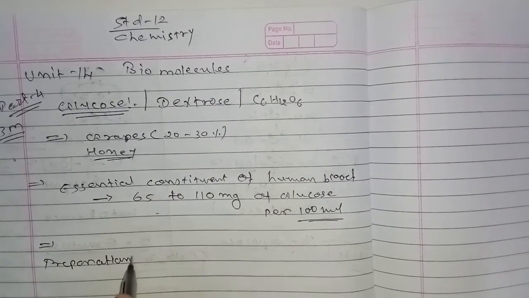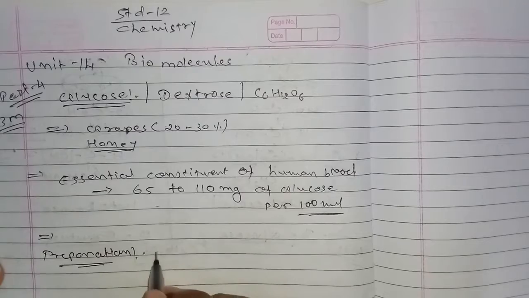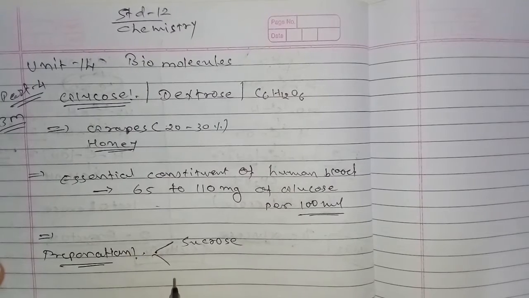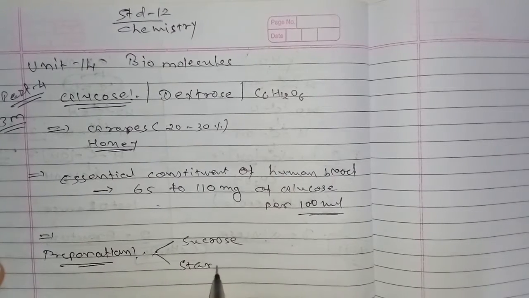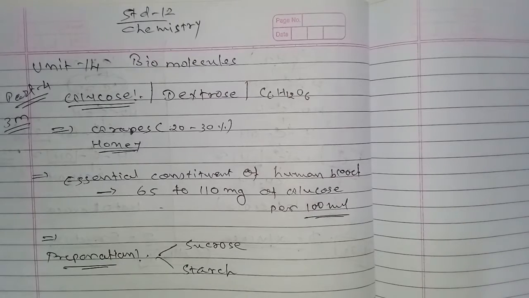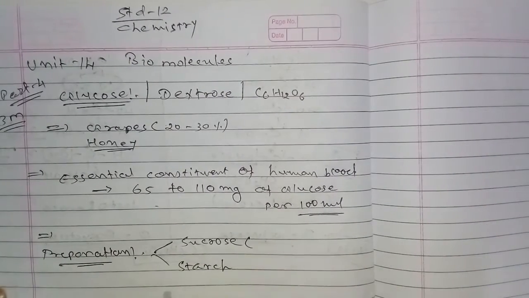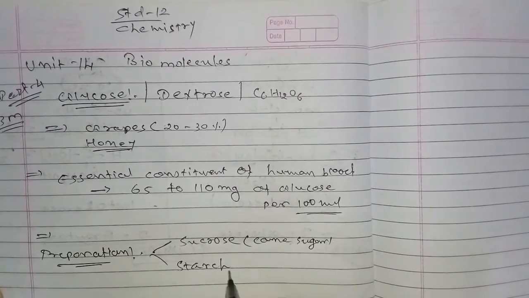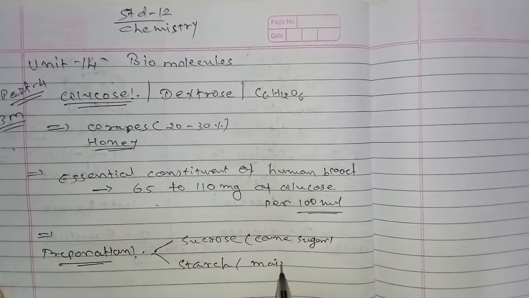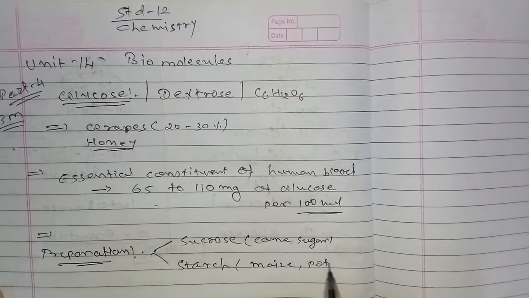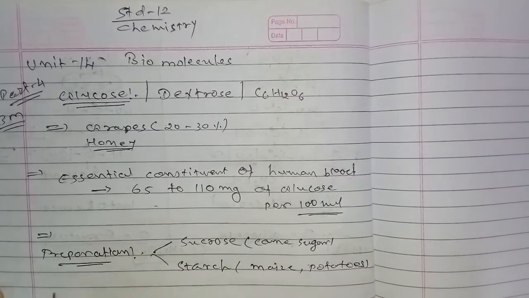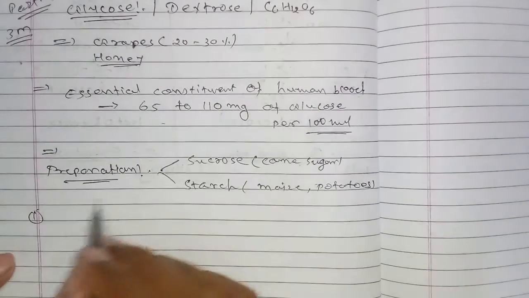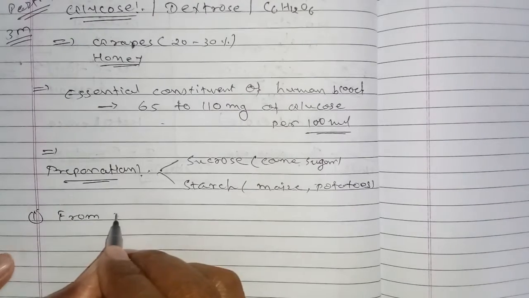The preparation of glucose is from sucrose and from starch. Sucrose is derived from sugarcane or cane sugar, while starch is mainly derived from maize, potatoes or sweet potatoes. Let's see the preparation of glucose from sucrose.